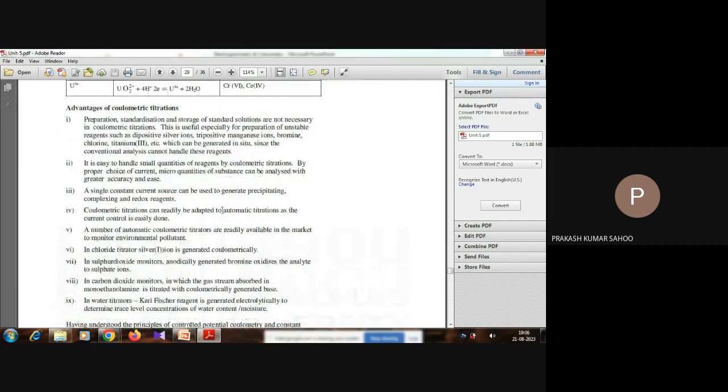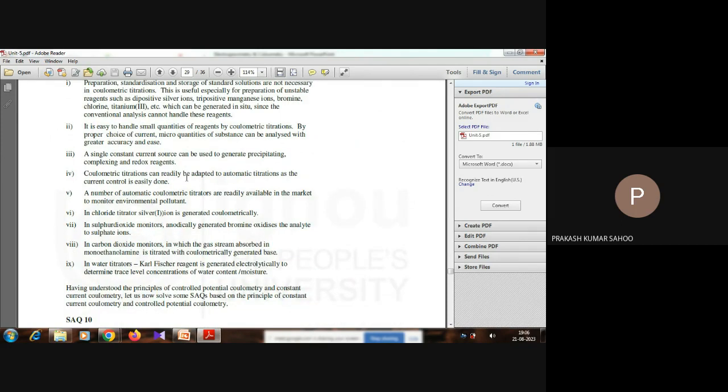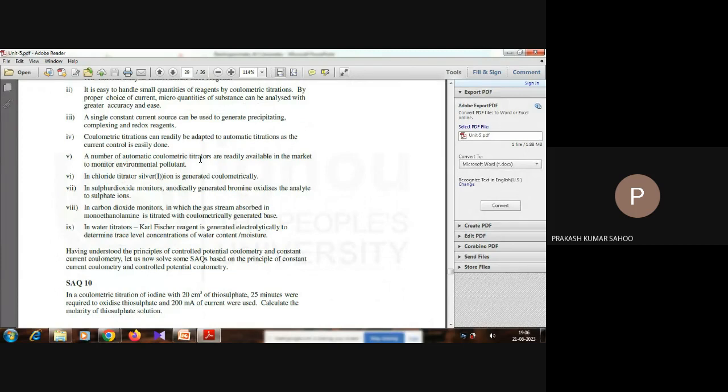Then what are the advantages? Preparation, standardization and storage are not required, like in traditional titration. It is easy to handle. A single constant current source can be generated. Coulometric titration can readily be adapted to automatic titration as the current control is easily done. A number of automatic coulometric titrators are readily available in the market to monitor environmental pollutants. In the chloride titrator, silver ion is generated coulometrically in sulfur dioxide monitors.